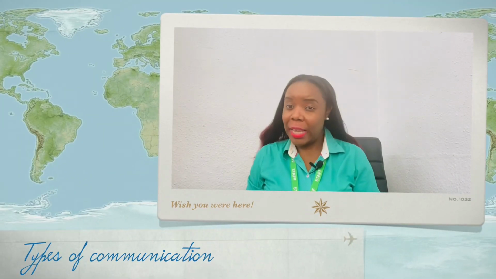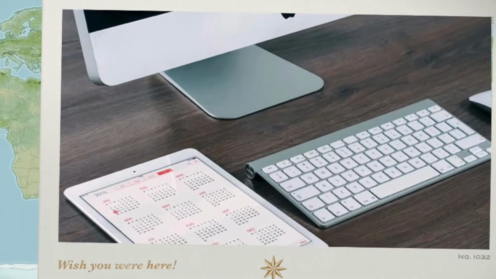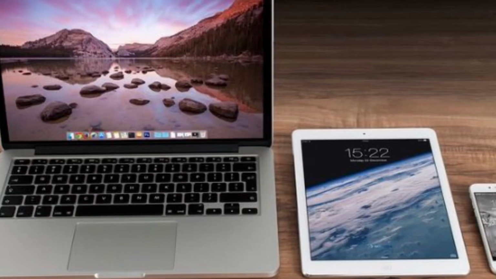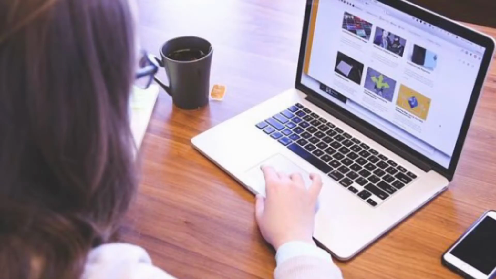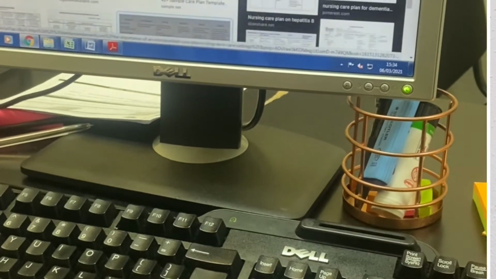Various types of communication include verbal communication, and human and electronic aids. Among human aids, we have translators and interpreters, and among the electronic gadgets, we have computers and iPads. Currently, we are living in technological advancement, whereby we encounter ourselves using modern technology. When we are writing our notes, we tend to write using computers.